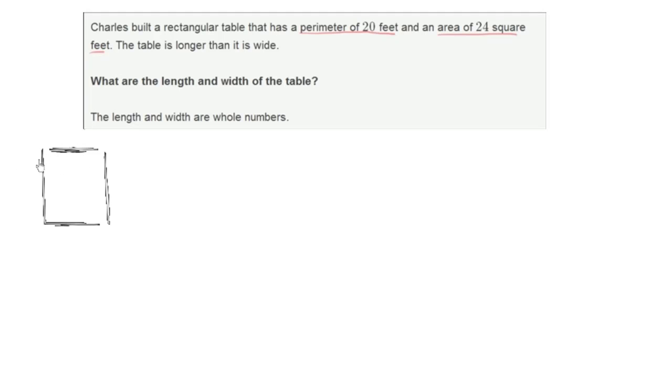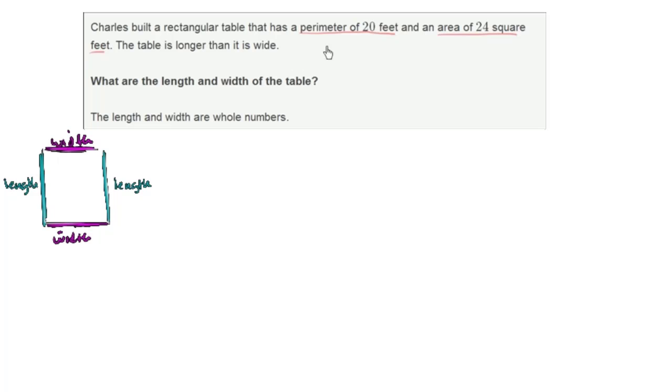This dimension right over here is the length. We could also write length here to show that these two sides have the same length. And then we could call this dimension right over here the width. This is the width, and this is also, of course, the width as well. This is a rectangle, so these two sides are going to be the same.